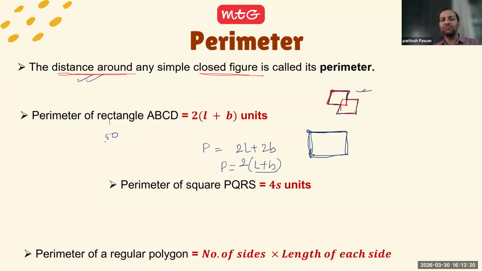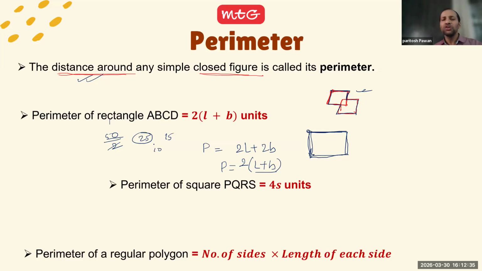In the reverse case, if the perimeter is given, like 50, and it asks what is the sum of length and breadth, divide by 2. So 25 will be the sum of length and breadth. And out of 25, suppose they said that 15 is the length. So what will be the breadth? 25 minus 15, so that is 10.